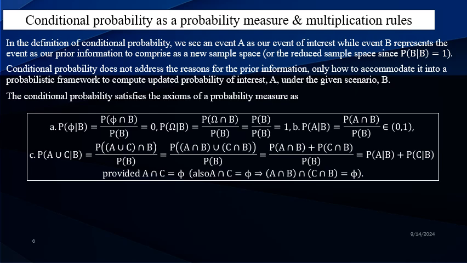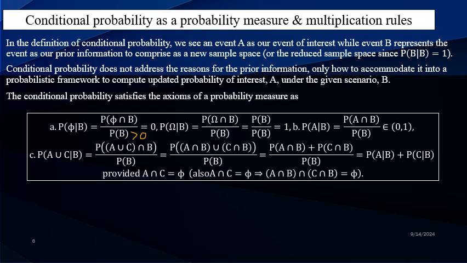Probability of B must be greater than 0. What does it mean? That means the partial information or given information must contain some outcomes. It is not that it contains no outcome. It must contain some outcome. That is the scenario. So probability of B must be greater than 0. This scenario, you can add it here. Okay, it must be greater than 0.